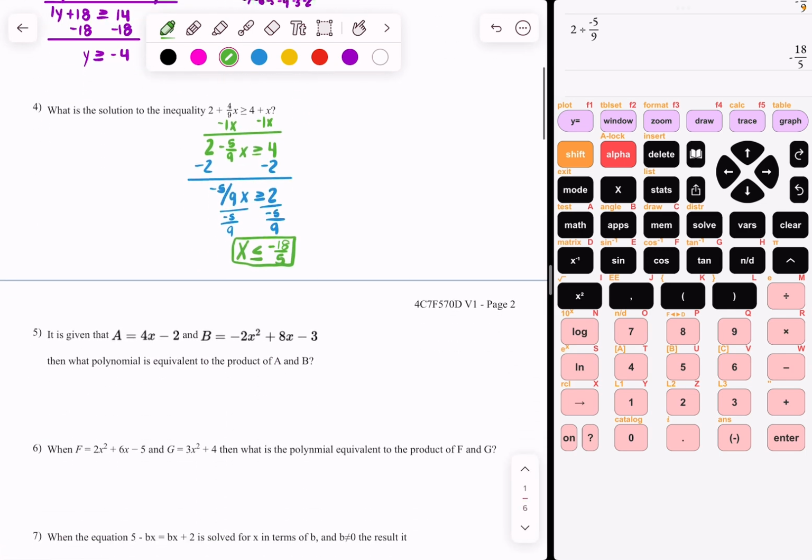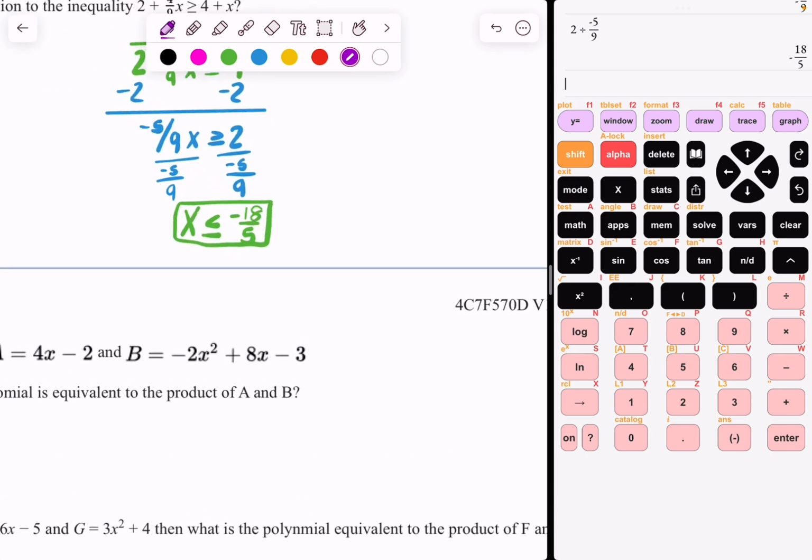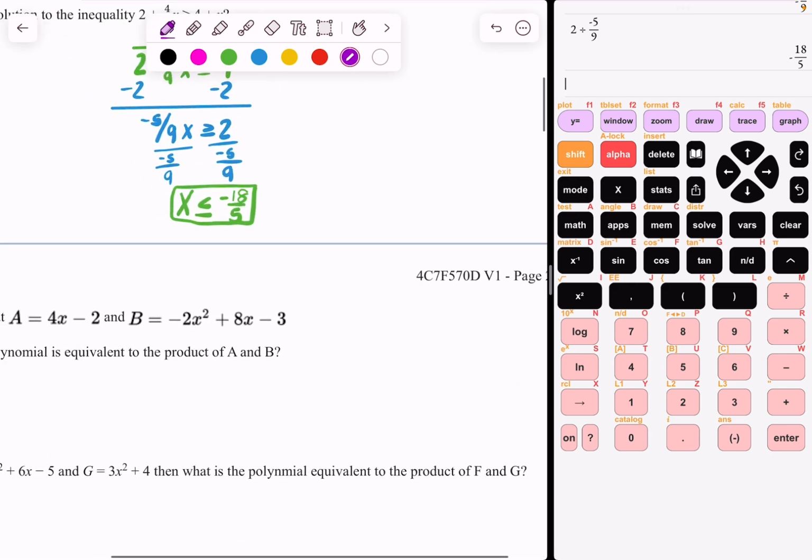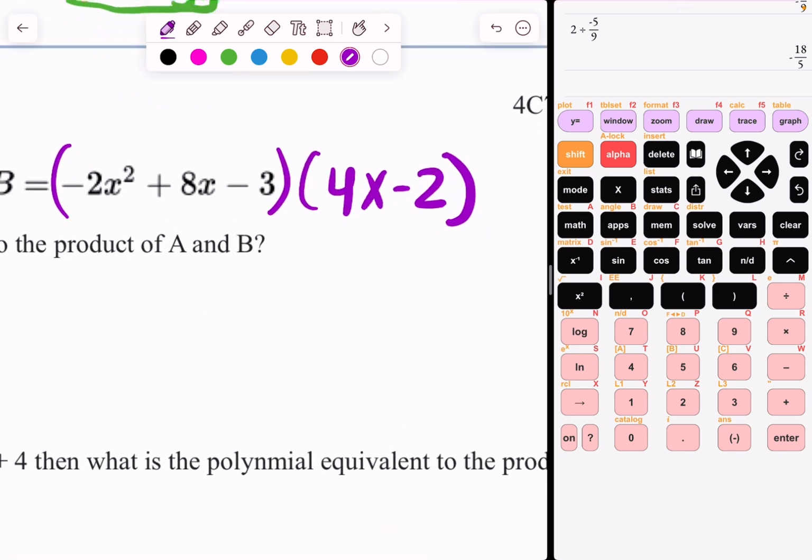All right, number 5 is a little review from Unit 1. It is given that A equals this and B equals this. What is the product of these two? Meaning we have to multiply. We have to do this multiplied by 4x minus 2. And you could write it in any order you want. The product of A and B, you could write it in any order you want.